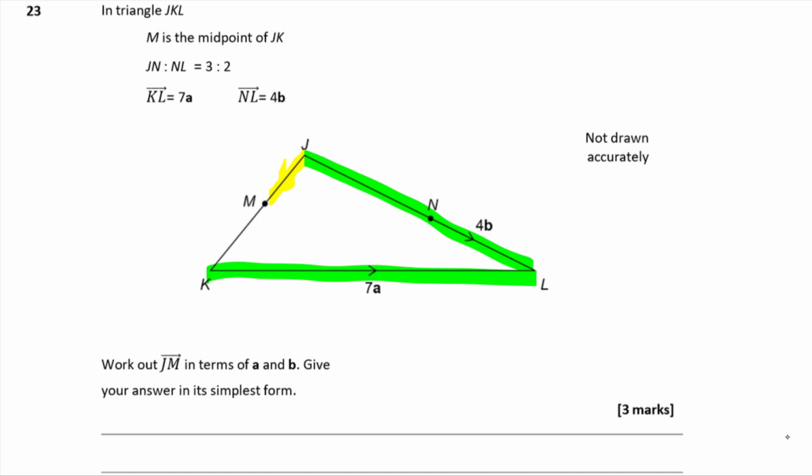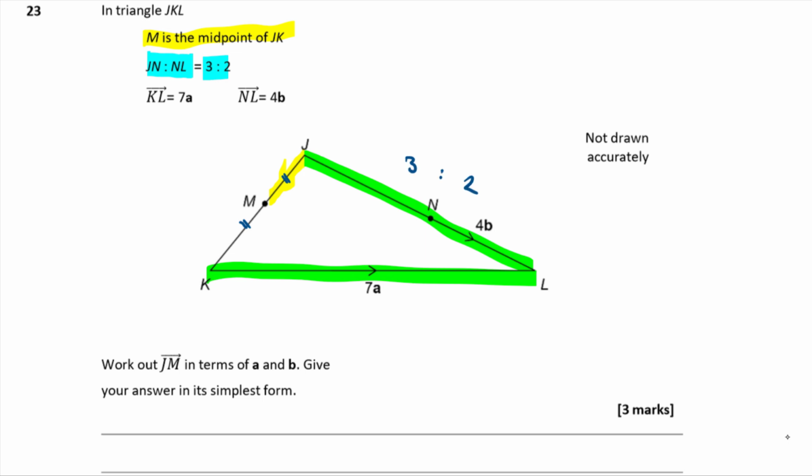Now we've got some information up here that isn't in the diagram. First off, we've got that M is the midpoint of JK. So that means that this distance is the same as this one, isn't it? Okay, so let's just mark that on. And we're also told that JN to NL is in the ratio of 3 to 2. So JN to NL, this is 3 to 2 along here.